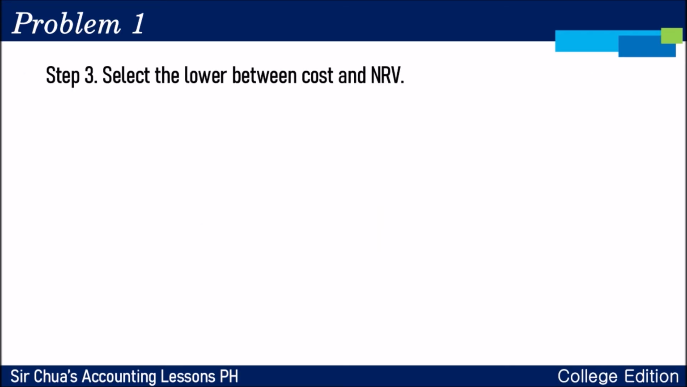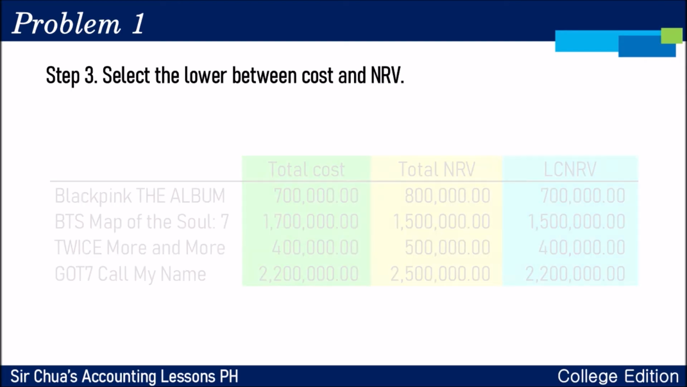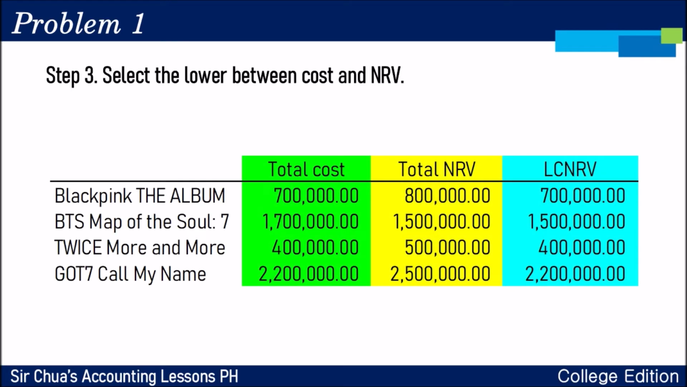Okay, step 3 is select the lower amount between the cost and your net realizable value. Ito na po yung application natin ng LCNRV. Okay? Di ba nakuha po natin kanina yung total cost, kada product natin, and then yung ating pong total net realizable value also per product. Ang gagawin po natin is line per line, Blackpink, BTS, Twice, and GOT7. Kada line item na meron tayo is i-compare po natin yung total cost and total NRV, and then we will be getting the lower amount, yung mas mababa.